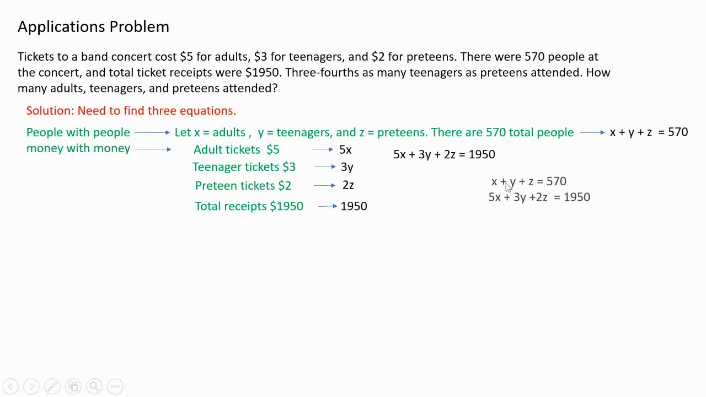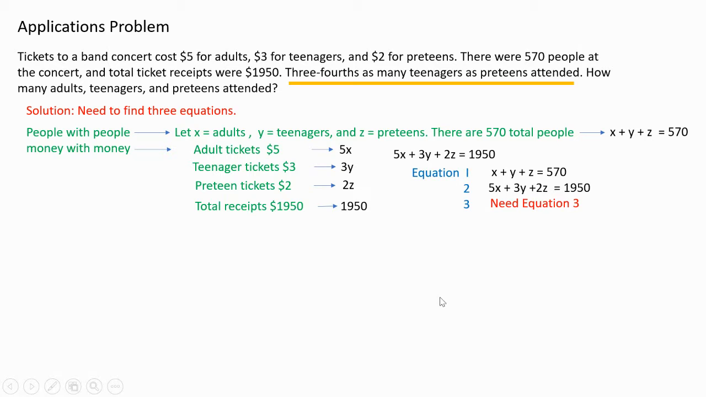So I already have two of the equations. I need my third one. Most of the time on these types of problems, the third one is the hardest one to get. So how do we get the third equation? We use the second to last sentence. It says 3/4 as many teenagers as preteens attended. Teenagers is Y and preteens are Z. So this is how it looks.